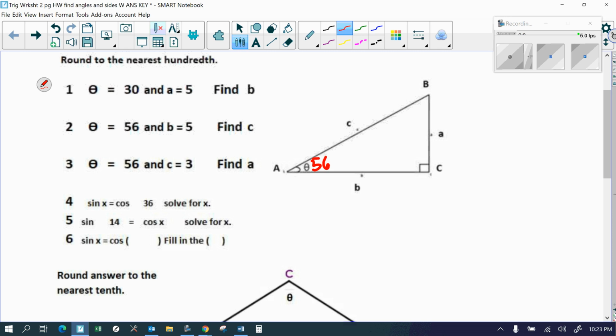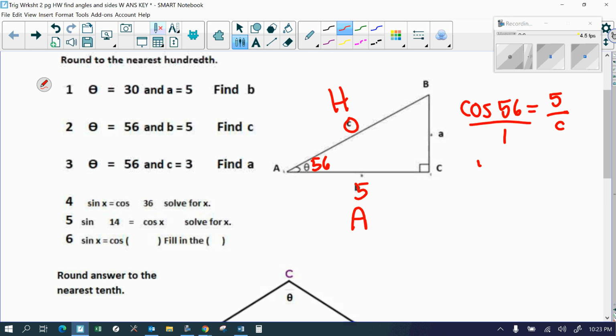56. B is 5 and find C. Okay, remember C is the hypotenuse. A here, 5, is the adjacent side. So what is A over H? Cosine. So we have cosine of 56. Remember, next to the cosine, one of the trig functions, is always an angle measure. Adjacent, 5, over the hypotenuse, C.